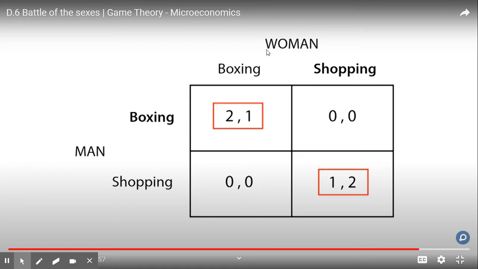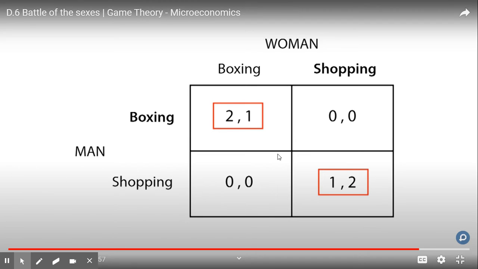Whenever you are talking about the women's strategy, it means if the man is choosing boxing, the woman has two options, boxing and shopping. If she chooses boxing, the payoff is 1, and if she chooses shopping, the payoff is 0, so she will choose boxing. And here, if the man chooses shopping, the woman also has two options, boxing and shopping. Again, in boxing she has a payoff of 0, and in shopping she has a payoff of 2. So here she will choose shopping.